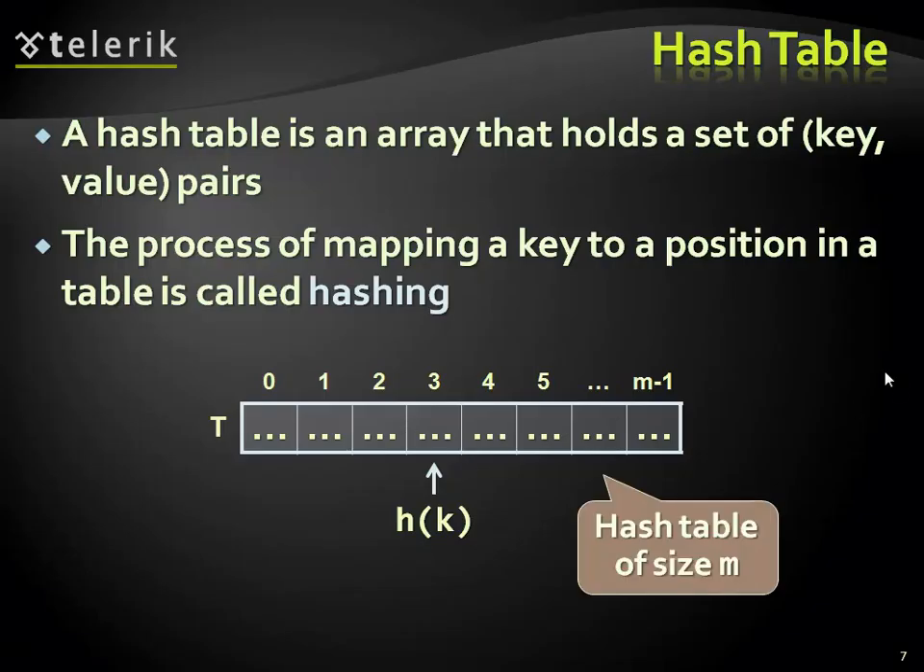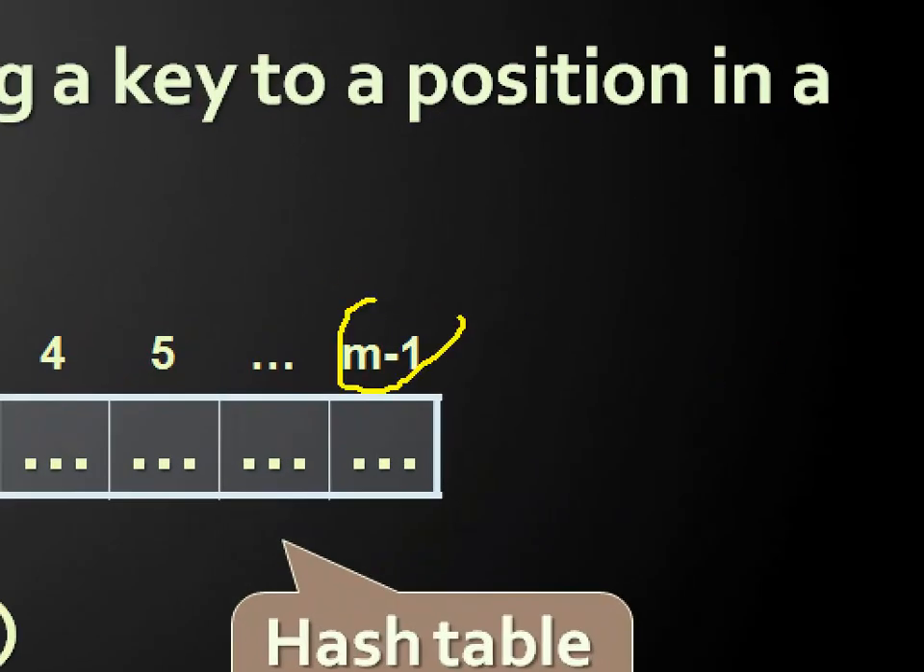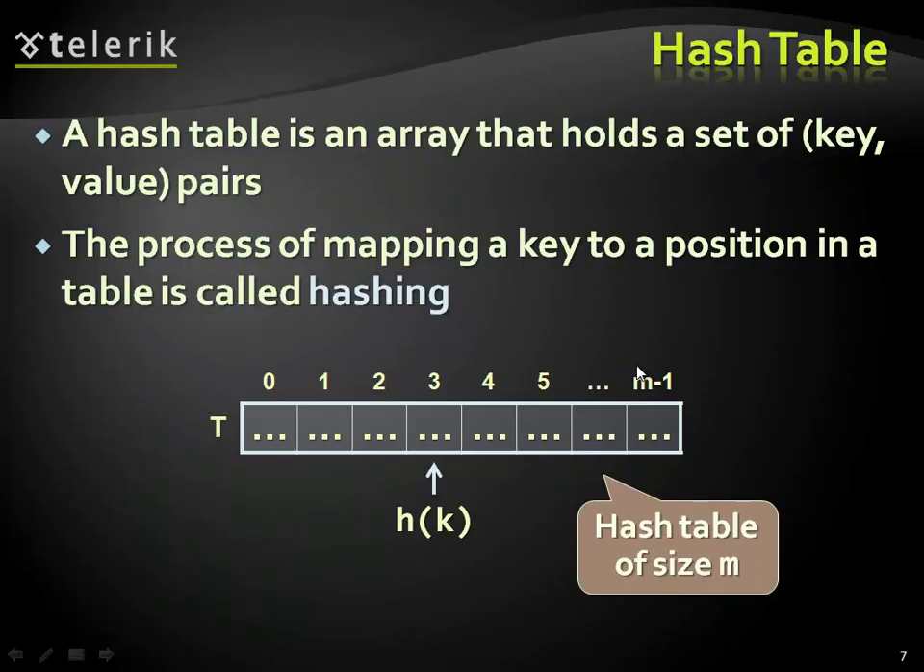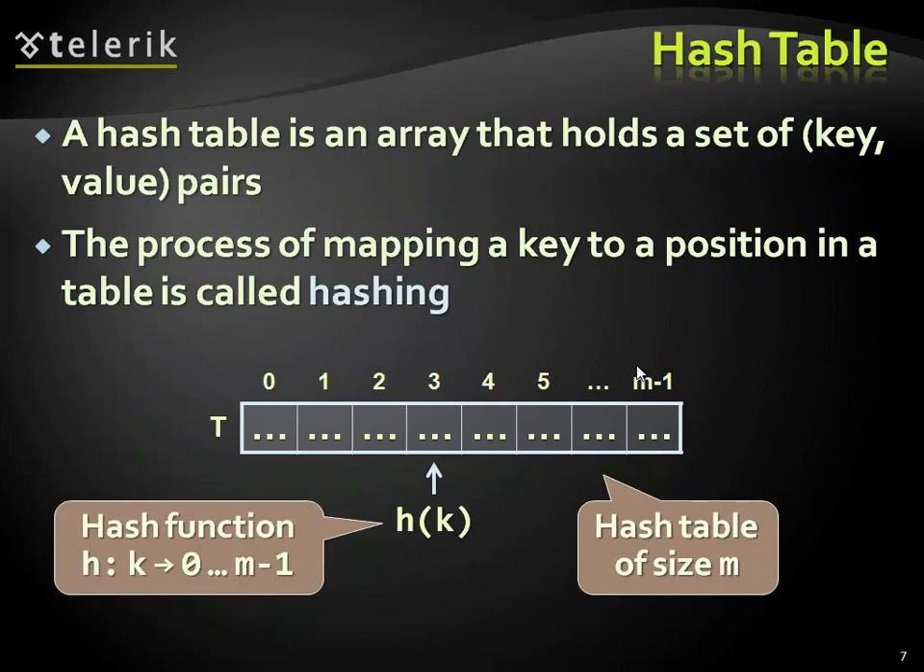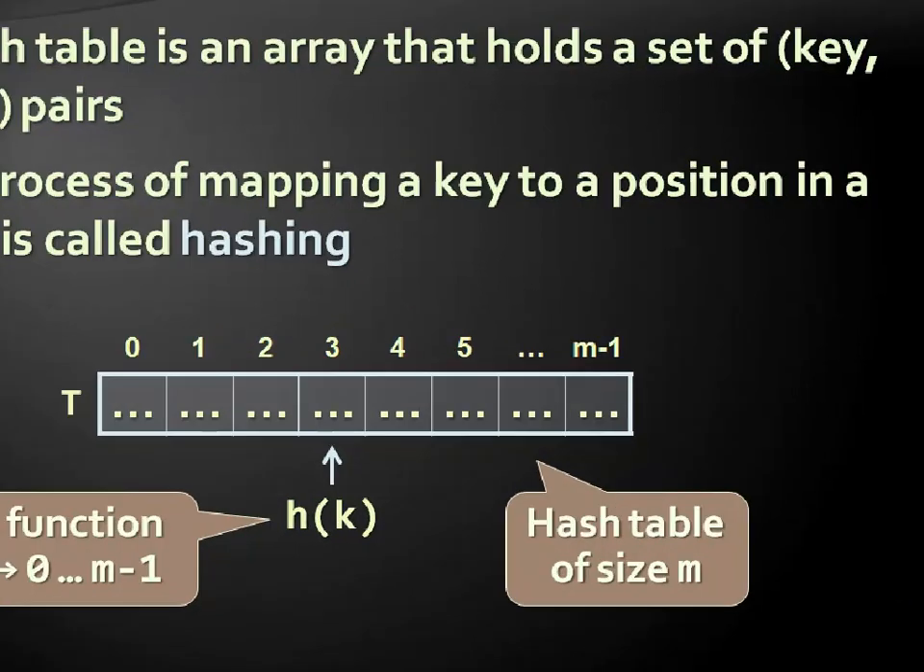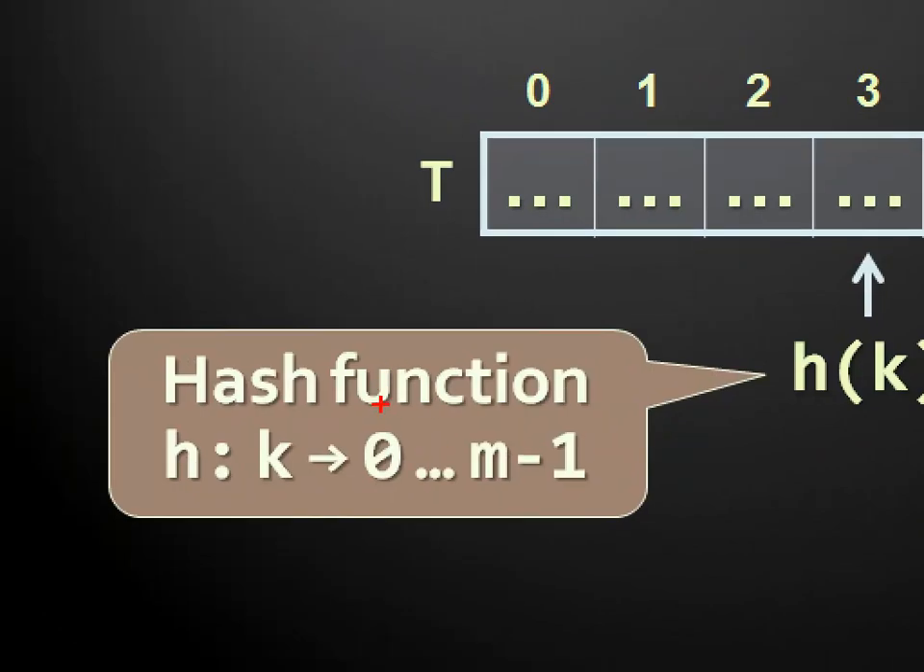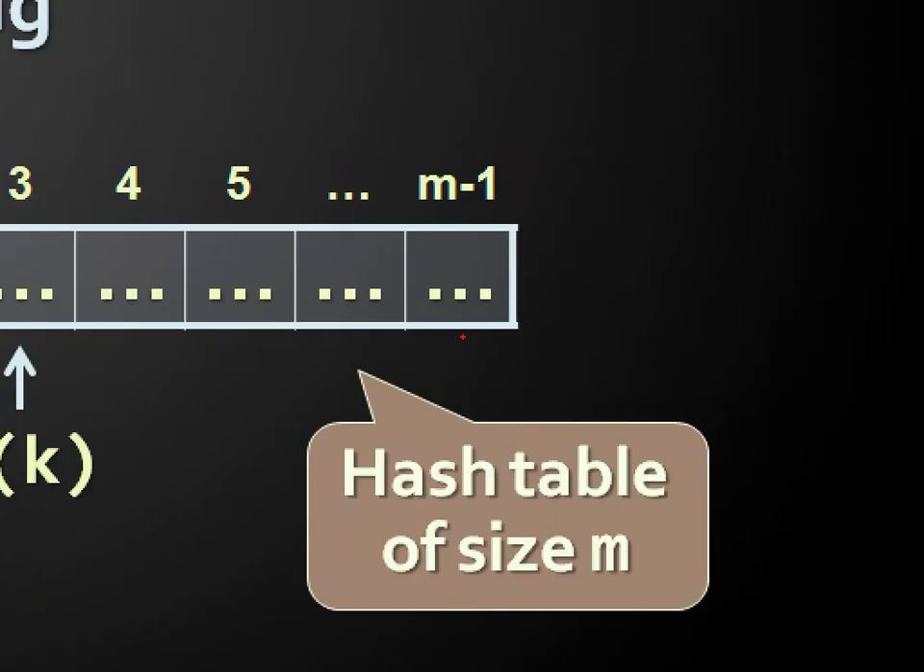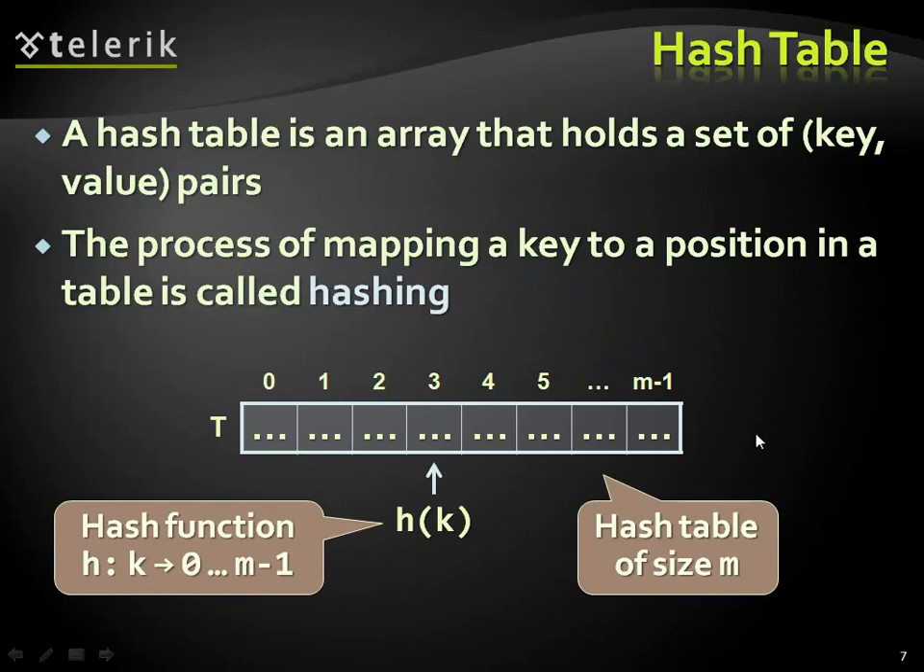Okay, so this hash table, for example, has size m. That's the total capacity of that hash table. And of course, it finishes with the m-1th element. This is the hash function, and the hash function not only gives us a number, it gives us a number in exactly this range. So between 0, the first index, and m-1, the last index. So, you've probably gotten the idea.